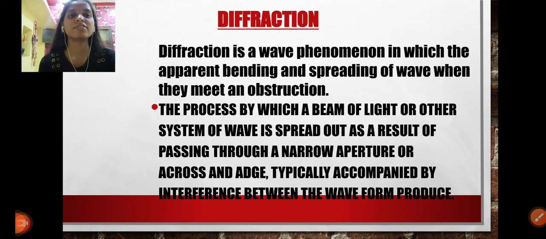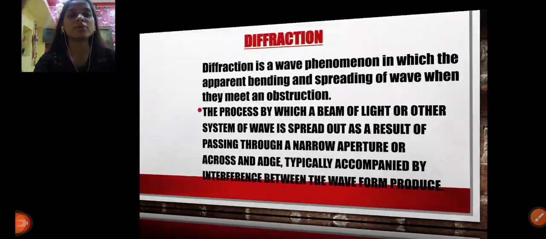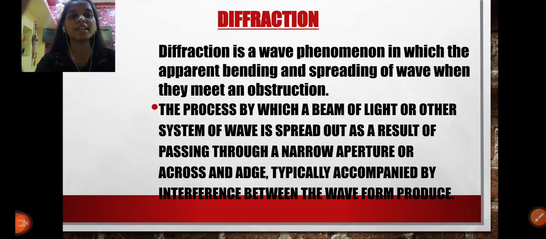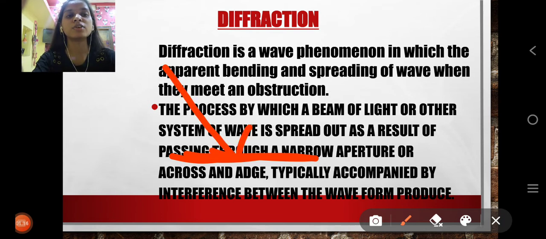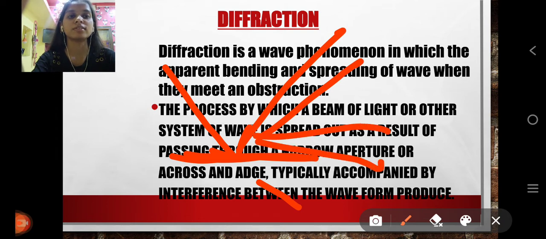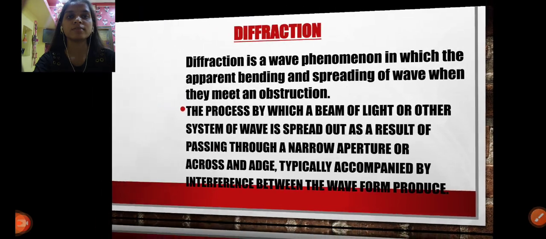Then diffraction. Diffraction is a wave phenomenon in which there is apparent bending and spreading of the wave when it meets an obstruction. Consider these are the surface. When the X-ray is incident on the surface, it is not transmitted through it. It is diffracted in many directions. It is called diffraction.